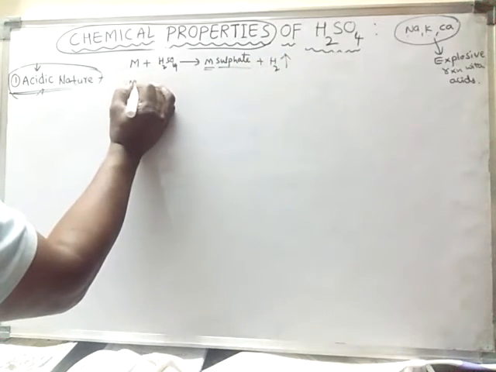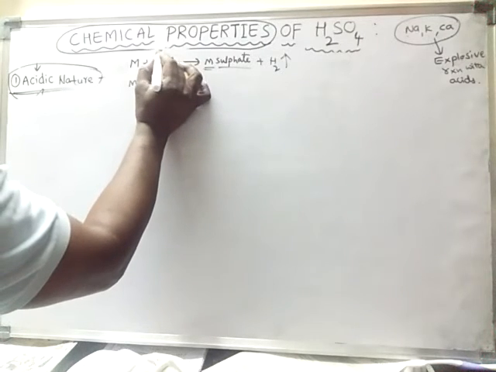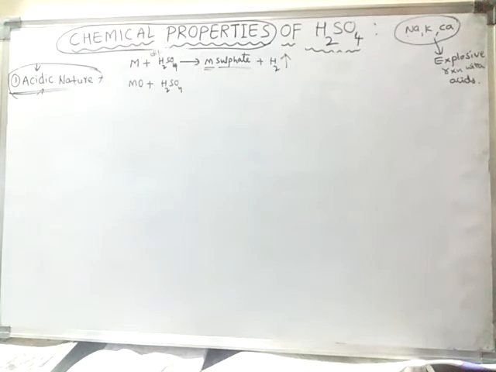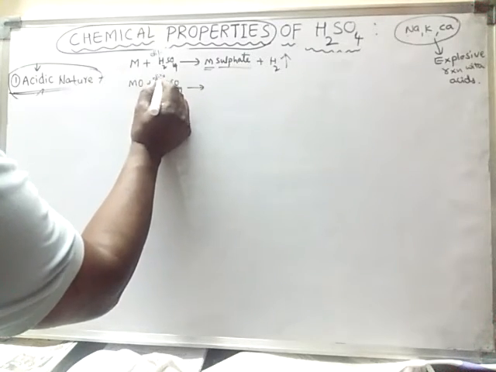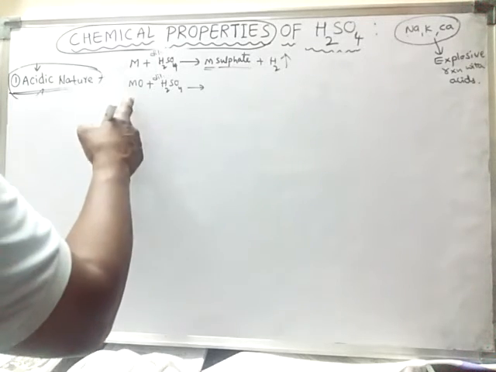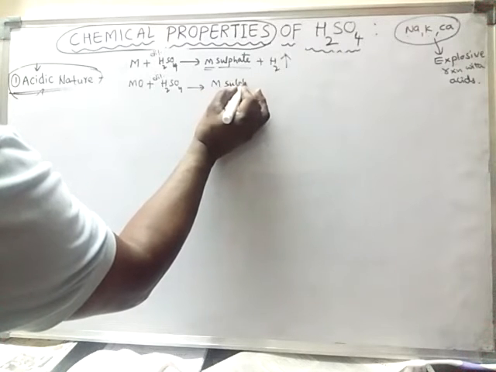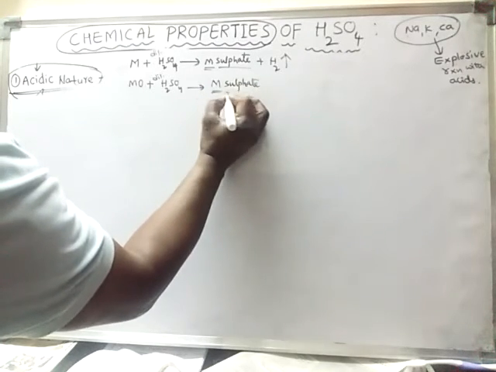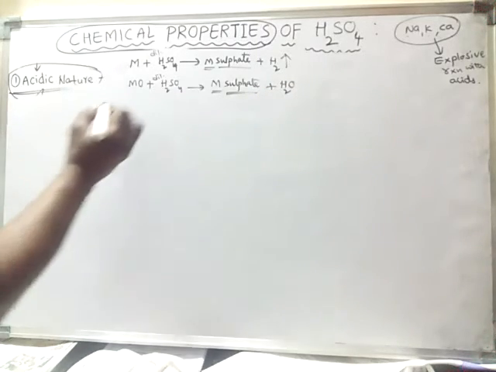If you take metal oxide and dilute sulfuric acid, here it is dilute. In all the cases it is dilute sulfuric acid, because only dilute sulfuric acid will show acidic nature. So here also it forms metal sulfate, and water is formed.